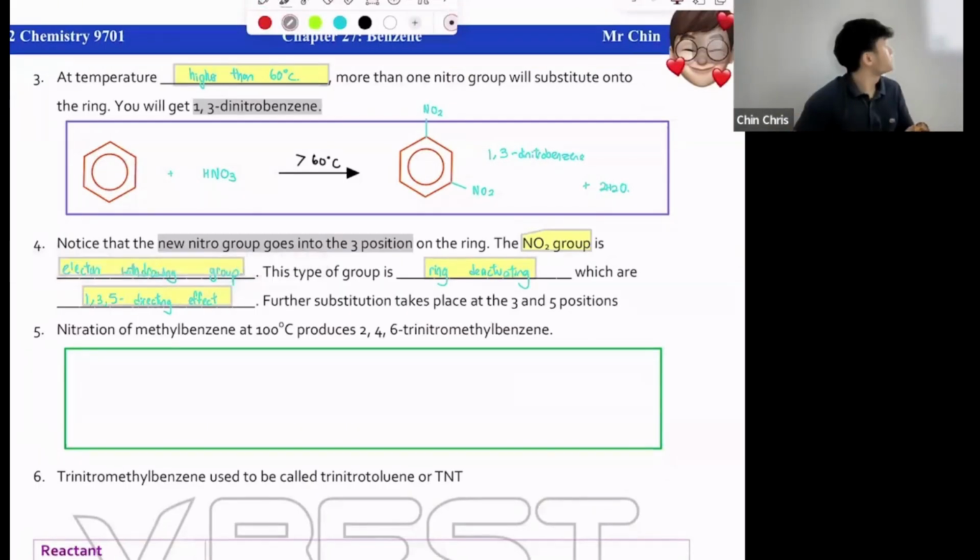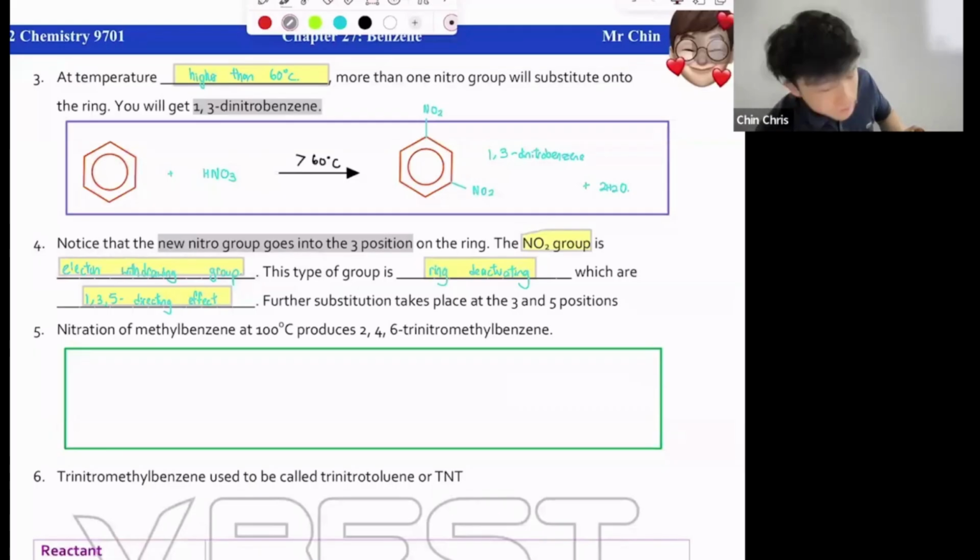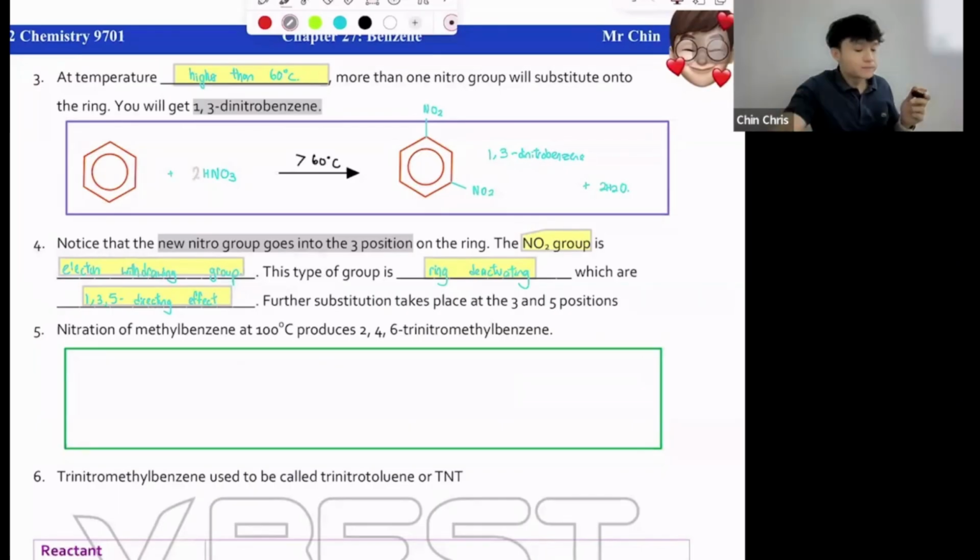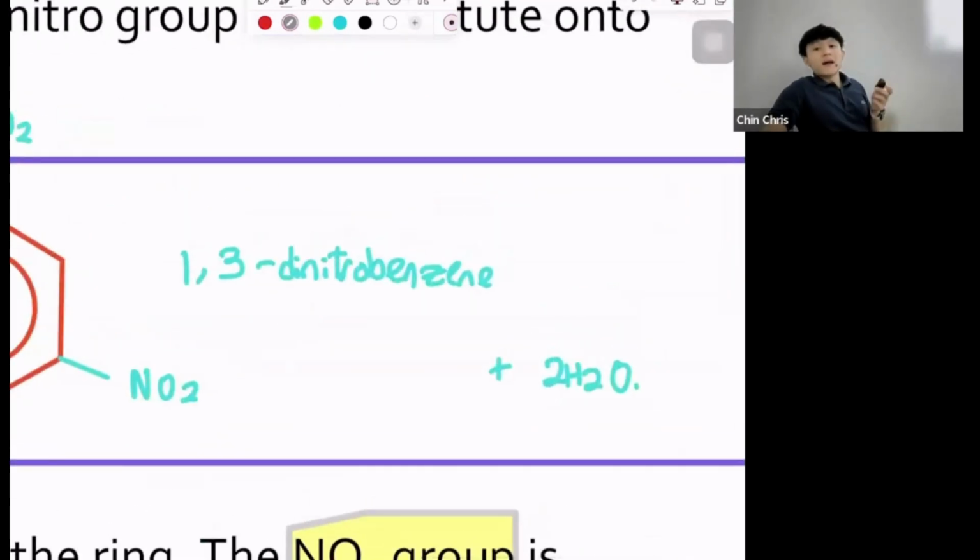Which is it plus 2H2. Sorry? Plus 2H2. Yeah, plus 2H2. I only got one. Usually 2H and O3, yeah. Nitrobenzene.